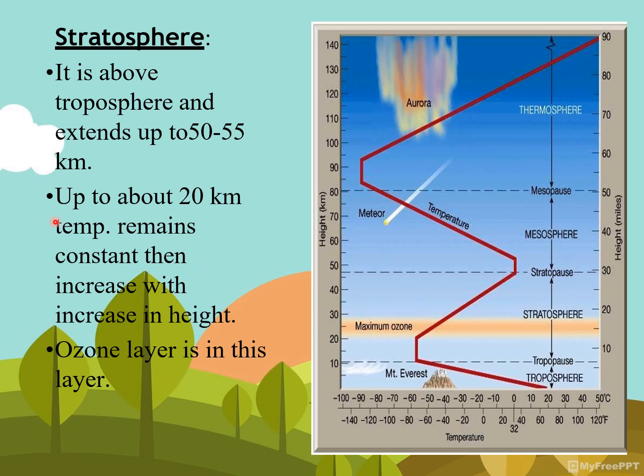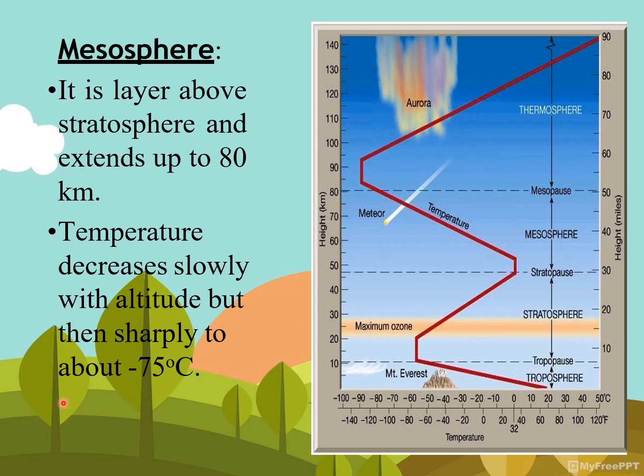And then the second layer is the stratosphere. It is above the troposphere and it extends up to 50 to 55 km. The ozone layer is in this layer. And then the third one is the mesosphere. It is the layer above the stratosphere and it extends up to 80 km. Temperature decreases slowly with altitude and then sharply to about minus 75 degrees centigrade.